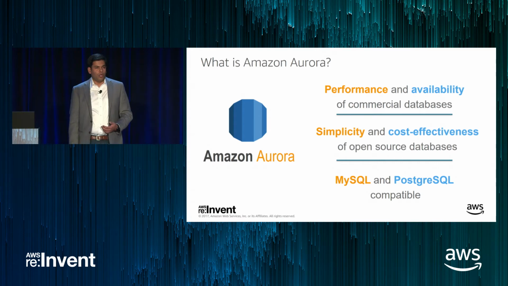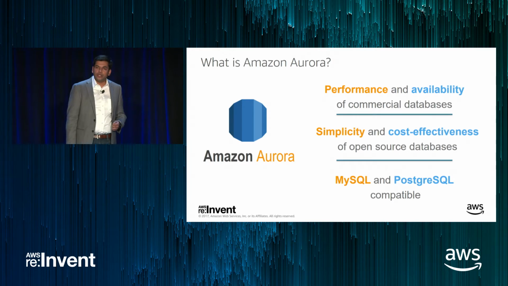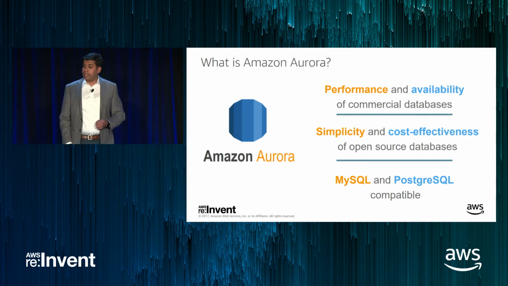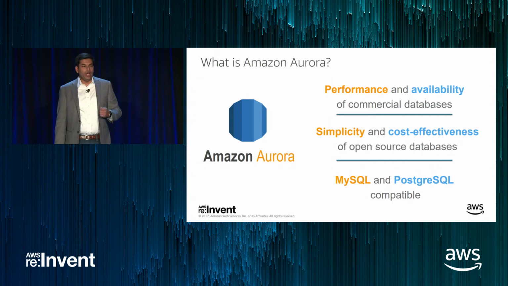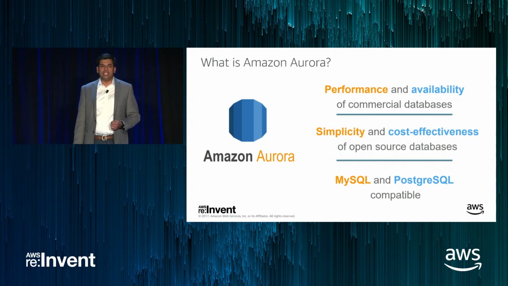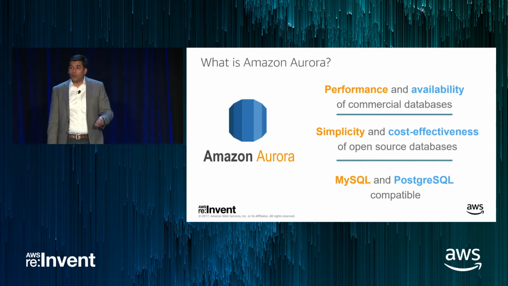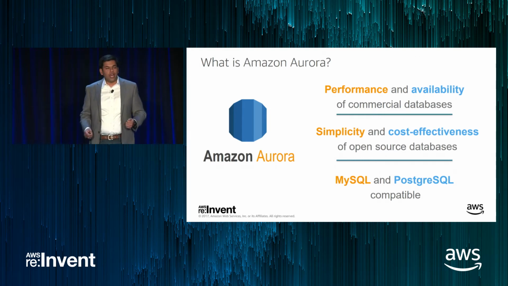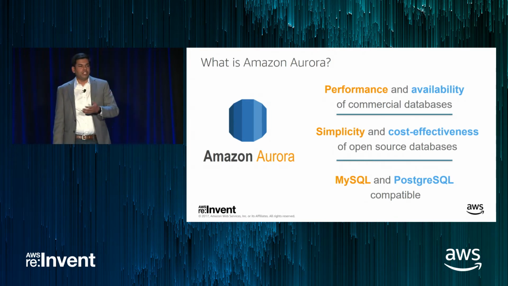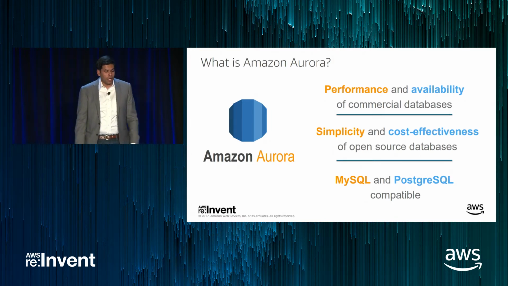So what is Amazon Aurora? Amazon Aurora is a relational database born in the cloud, designed to give you the performance and availability of commercial databases with the simplicity and cost effectiveness of open source databases. So what you get is the best of both worlds. Today, Aurora is drop-in compatible with MySQL and PostgreSQL. So if you have any applications running on MySQL or PostgreSQL, you can simply lift and shift and point to Aurora, and it should ideally work.